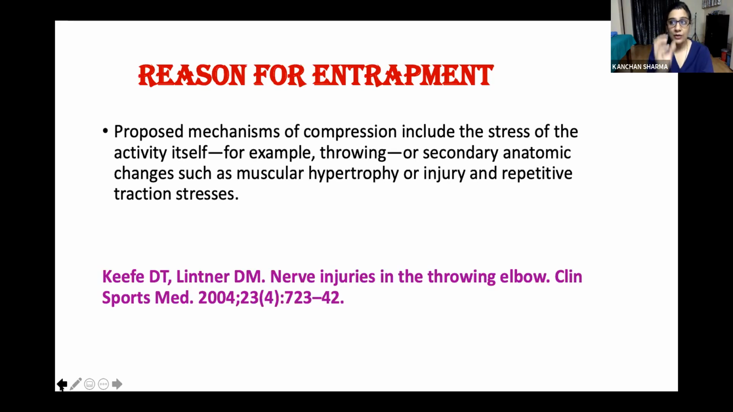So there are two schools of thought. One says it is something different. It is only the PIN because the deep branch enters the supinator and then becomes the PIN, so it is now the whole PIN, not the deep branch. But some say it is just entrapment of the deep branch, and we should call it radial tunnel syndrome, because whatever should be there in nerve pathology, like weakness of the muscle, all those things will not be there. It will be only pain.